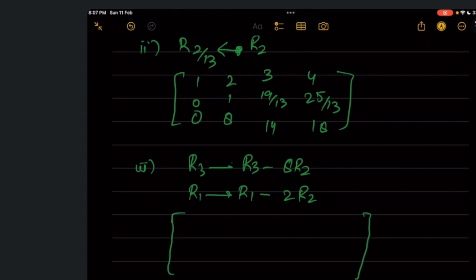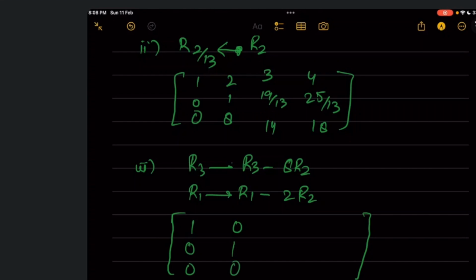Fast. 1, 2, 3, 4. Okay, wait a second. No, this one is not going to be. 1, 0, 0, 2, 1, 0. Yeah, it is going to be 1, 0. What will this one be? It's column wise now. Okay, you are telling me column wise. 1, 0, 0, 2, 0, 1, 1, 0, 0.